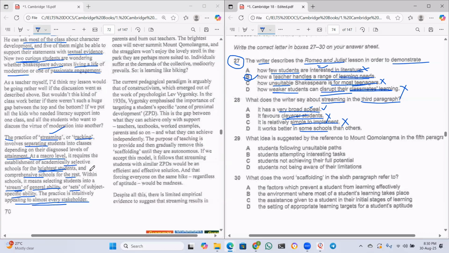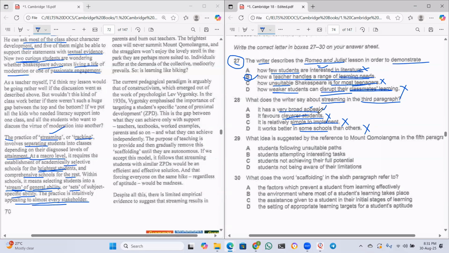No, he spoke that for bright students they have some schools, and for the rest of them they have other schools. It means selecting students into a stream of general ability or sets of subject specific ability. So he is generalizing the students here. So it is not cleverer students, or that it works better with some schools. No, not at all. So B, C, D, they are gone.